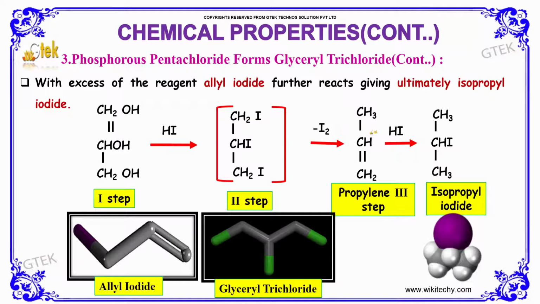Thus, hydrogen replaces iodine from both these places. Third step is known as the propylene step. On further addition of hydrogen iodide, we obtain CHI CH3 twice because the iodine replaces this double bond character by adding with hydrogen atom here.